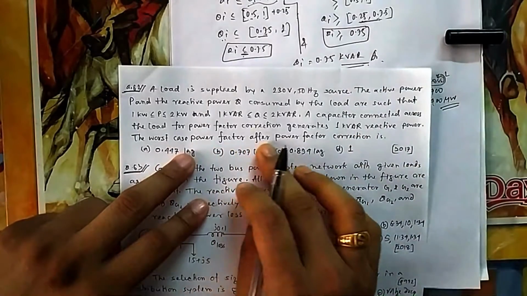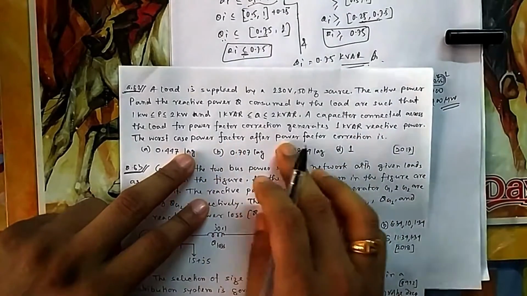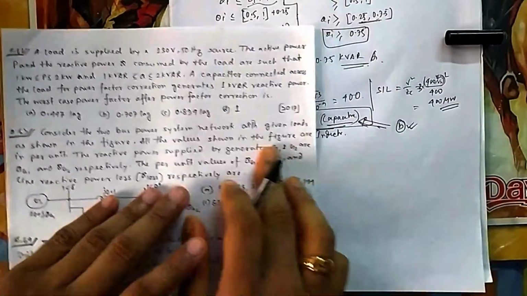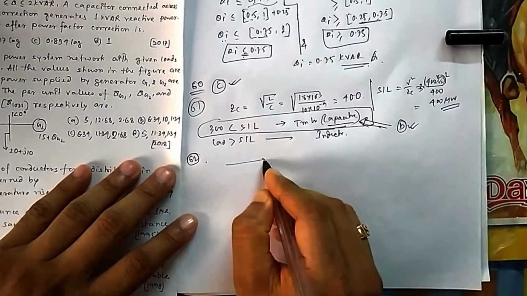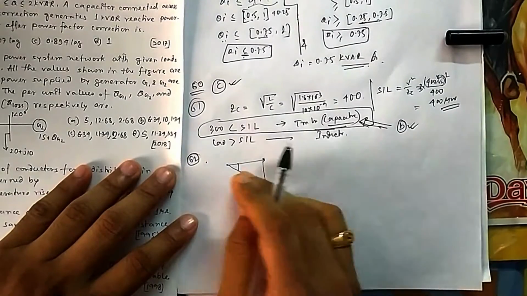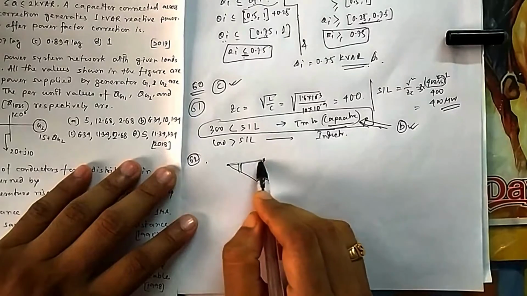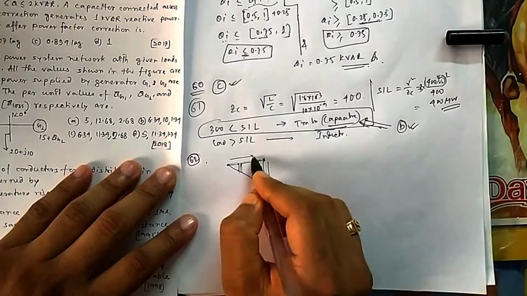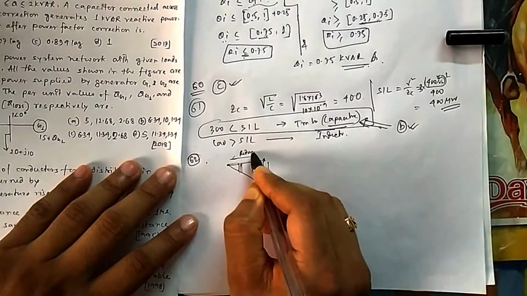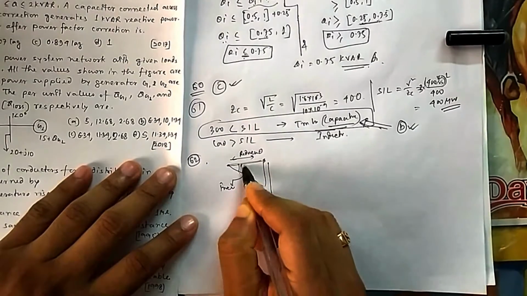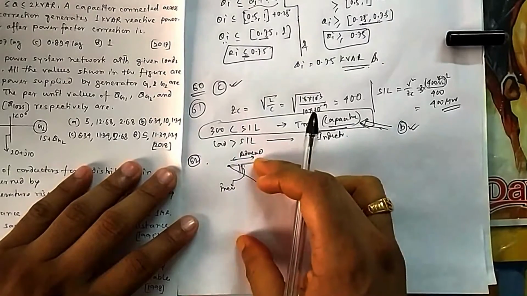The worst case power factor after power factor correction. So what is the worst case power factor? Worst case means you want to have this angle as large as possible. This angle should be very high. So if you want to increase this angle, you have to reduce this and you have to increase this. So this side should get reduced, smallest, because we want to increase this angle.